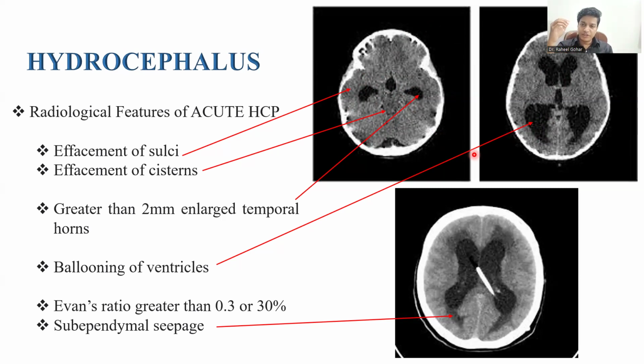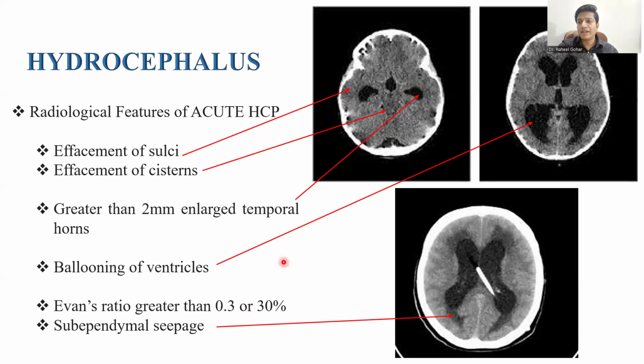Now usually the temporal horns are not visible, and if they are visible, they are less than 2 mm in size. If the temporal horns are greater than 2 mm in size, then we call it hydrocephalus. As you can see, these temporal horns are very enlarged. Now there is one very important ratio which is known as the Evans ratio. If it is greater than 0.3 or 30%, we label it as hydrocephalus. I am going to show you how we can measure it.